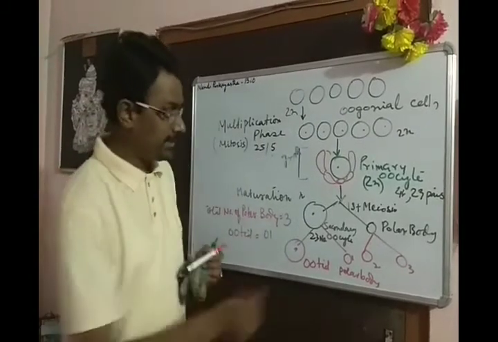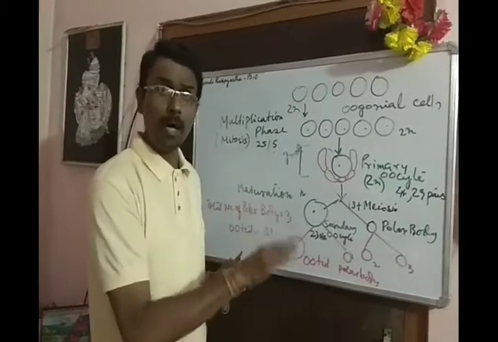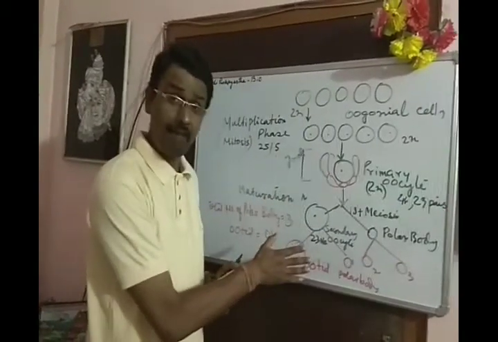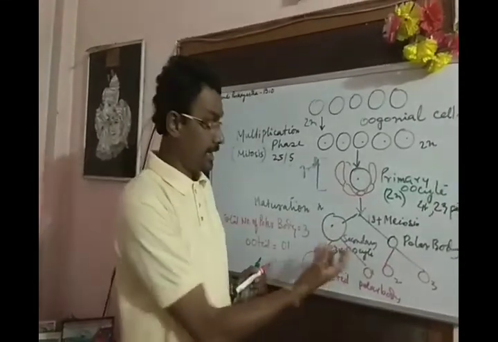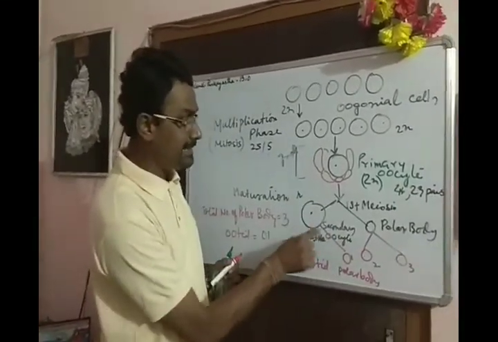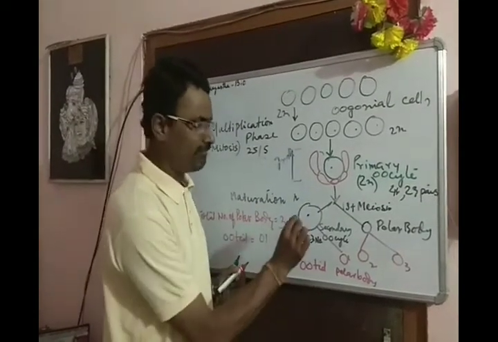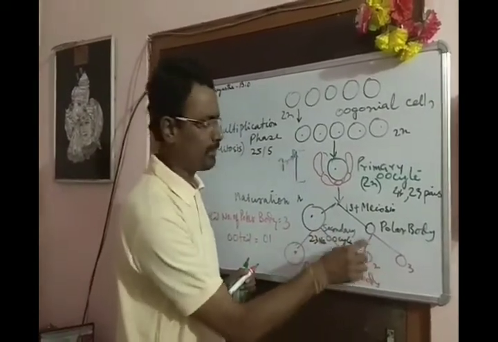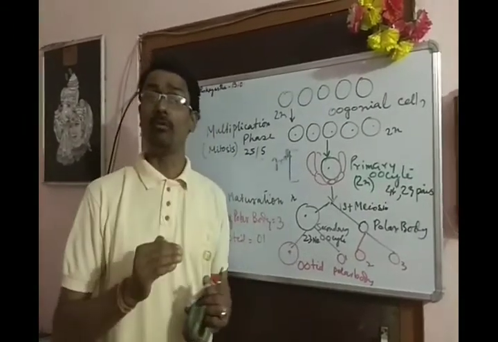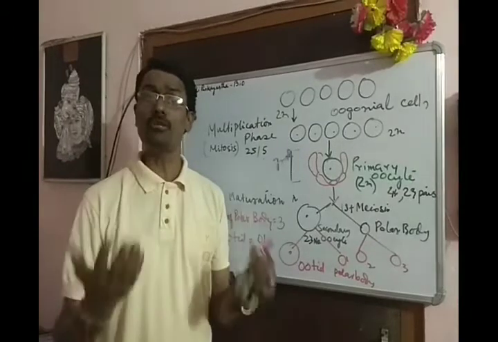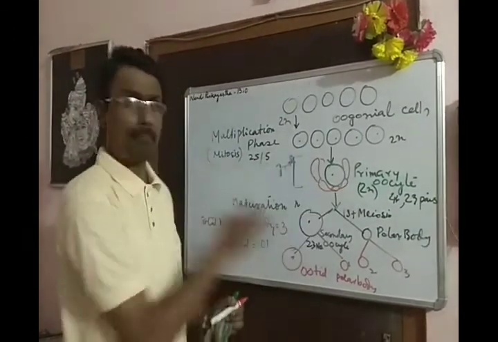Now see, try to get it. Here, as I told you, reductional division. So chromosome number will be reduced to what? Half. But cytoplasm is not equally divided. A huge amount of cytoplasm remains in the secondary oocyte as well as in the ootid. And very little or no cytoplasm reaches the polar body. So what happens in case of the polar body? It doesn't remain for a longer duration of time. Got it? It is used up in this development.